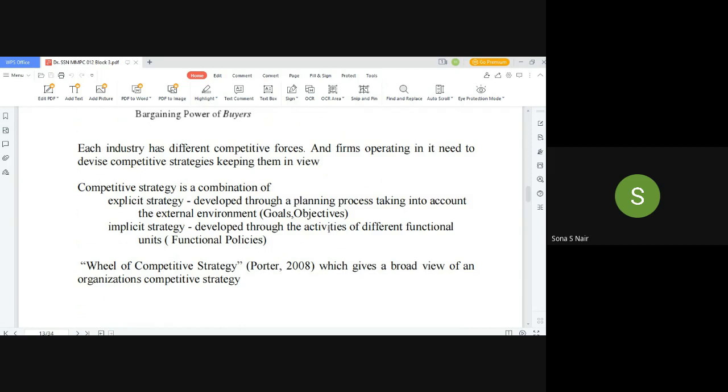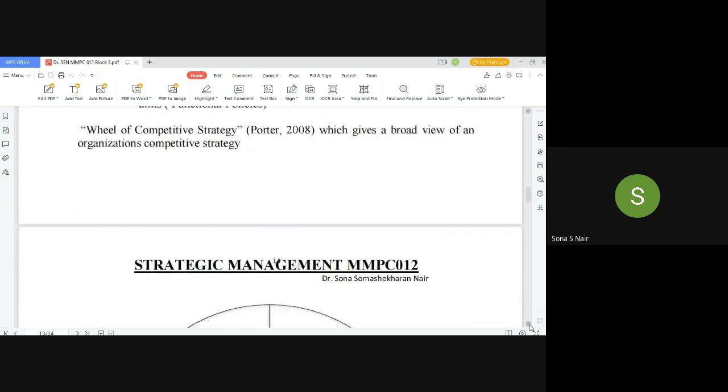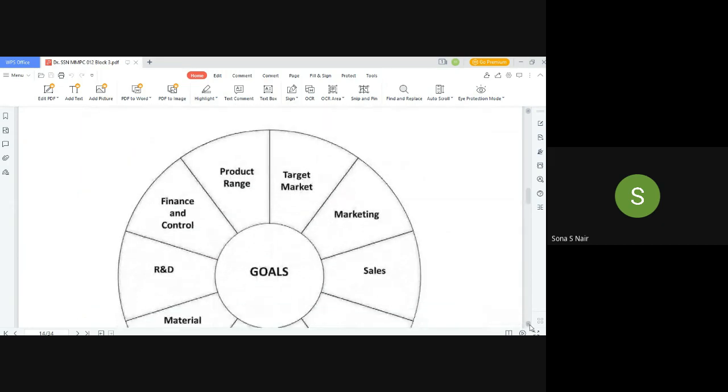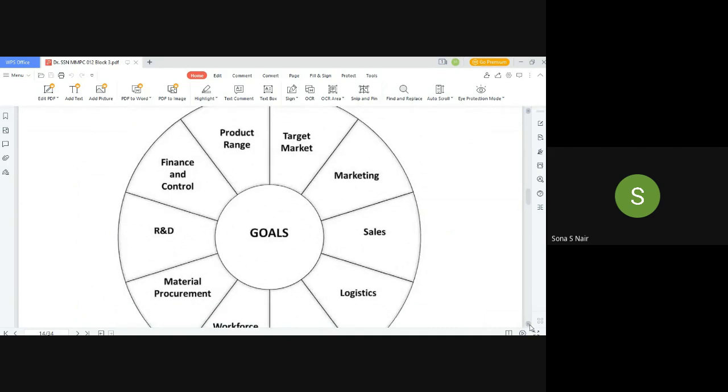In fact, the whole strategic management process is about fixing competitive strategies to achieve the objectives and goals. So there's something called the Wheel of Competitive Strategy, which is proposed by Porter in 2008. This shows us that the goals are the center point of the organization's competitive strategy, and the rest of the spokes, whether it is target market, R&D, material, logistics, these are all areas where the competitive strategy policies need to be fixed so that the goals of the organizations can be achieved.